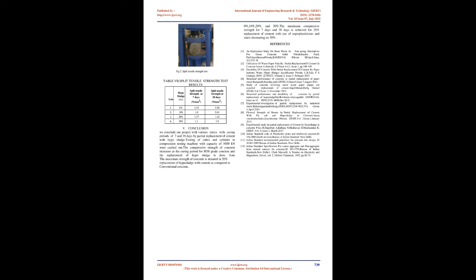V. Conclusion. We conclude our project with various mixes with curing periods of 7 and 28 days by partial replacement of cement with hypo sludge. Testing of cubes and cylinders was carried out in a compression testing machine with a capacity of 1000 kN. The compressive strength of concrete increases with the curing period for M30 grade concrete, with replacement of hypo sludge done at 0%, 10%, 20%, and 30%. The maximum compressive strength for 7 days and 28 days is achieved at 20% replacement of cement with use of superplasticizers, and starts decreasing at 30%.